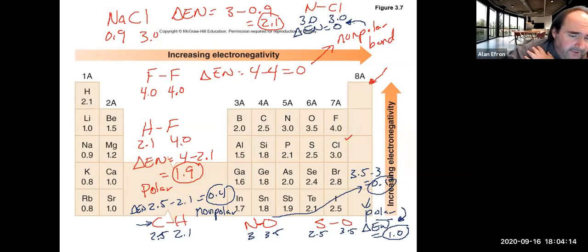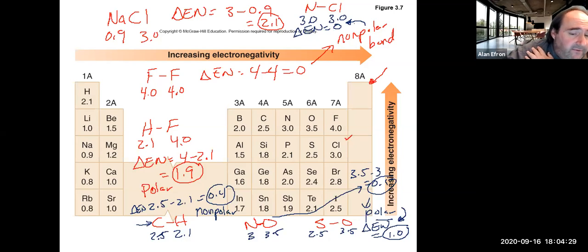Let's talk about a couple of things here. First off, you sometimes don't even need the table. As I mentioned before, if you have a metal and a non-metal, you don't need the table to tell you it's going to be ionic. So definitely you don't need it.